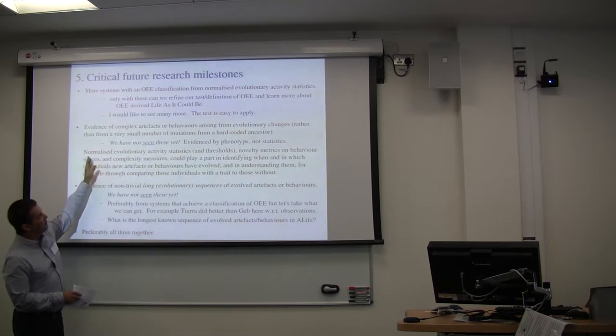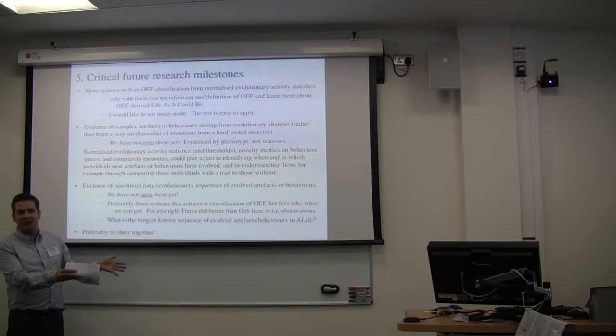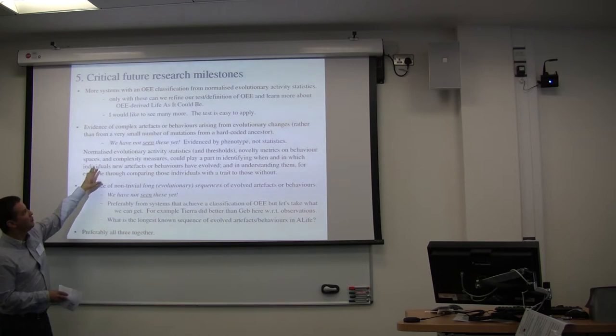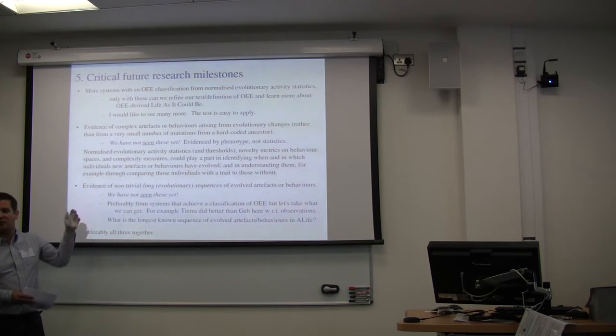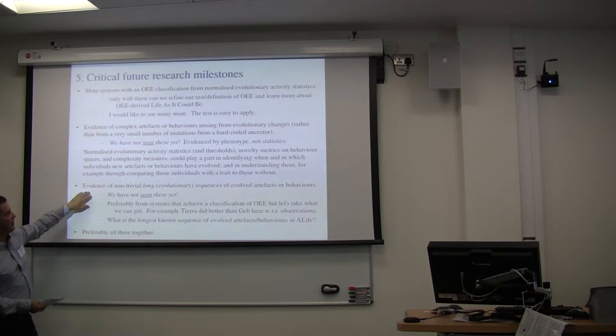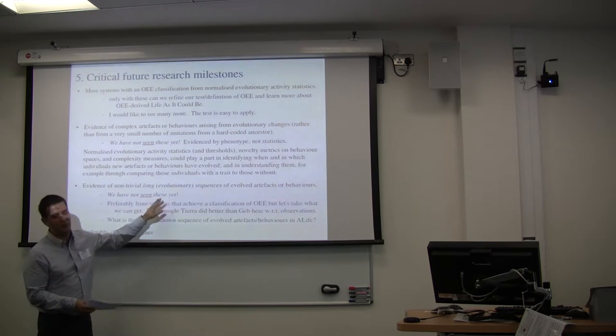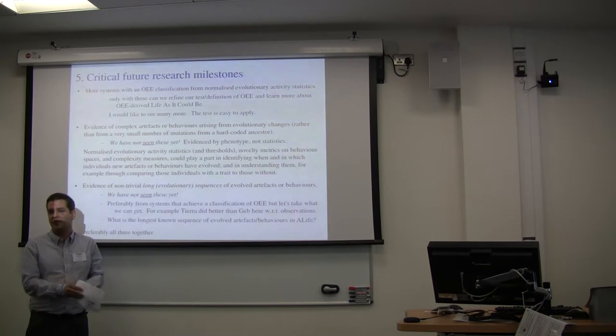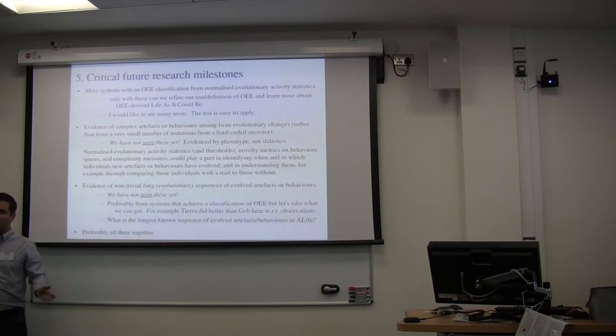But more so, if we have in mind that we're going to be saying that these systems are keeping on evolving, well, we ought to be able to see the products of that. We ought to be able to see what behaviours and what artifacts are coming out. And that's a nice thing to see, but I think crucial, in fact, is that we ought to be able to see sequences of evolution. So we ought to be able to see that A evolves and B evolves and C evolves and D evolves.